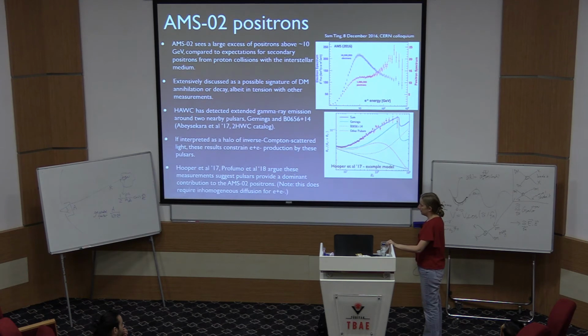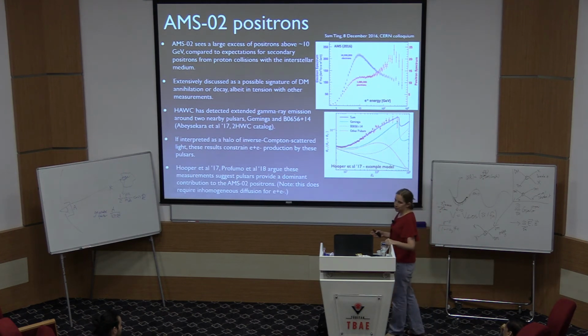Now, this has been extensively discussed as a possible signature of dark matter going back to 2008 when this signal was first detected by the PAMELA experiment. But I think there's now reasonably good evidence that this probably comes not from dark matter, but from nearby pulsars, which can produce up to TeV scale positrons.